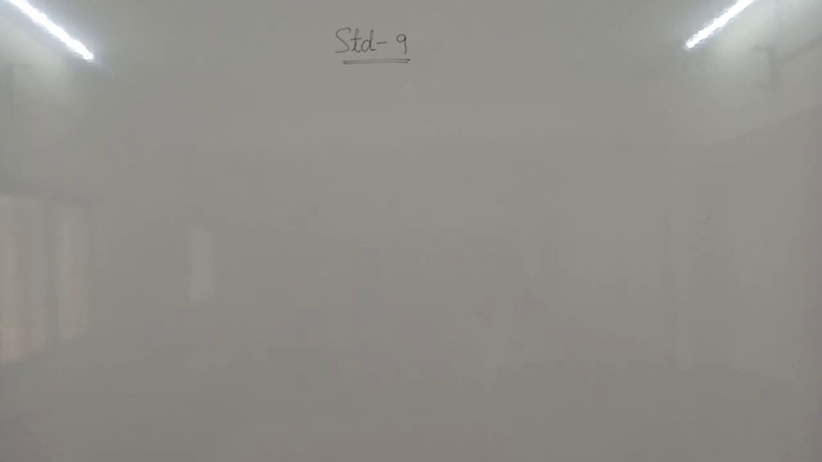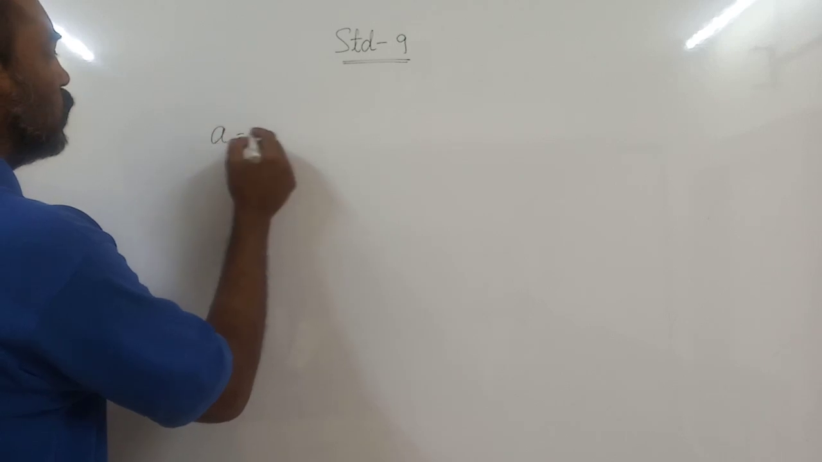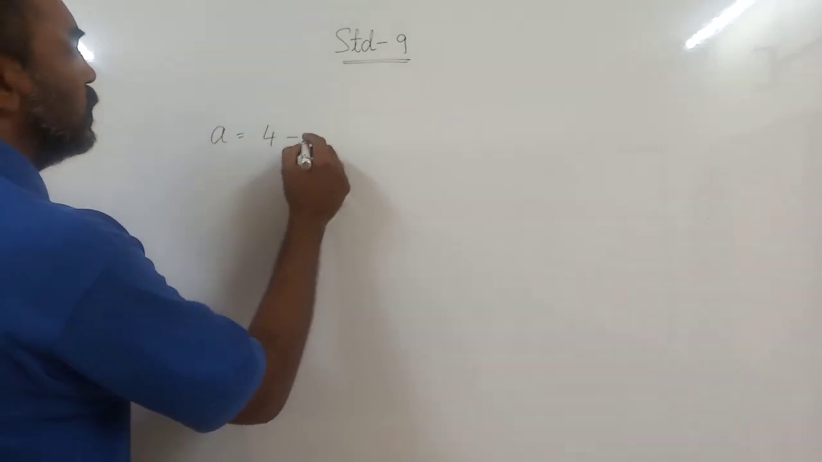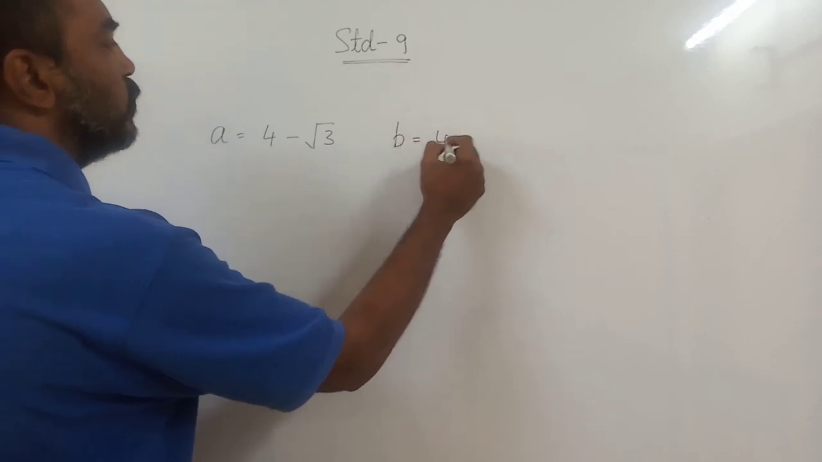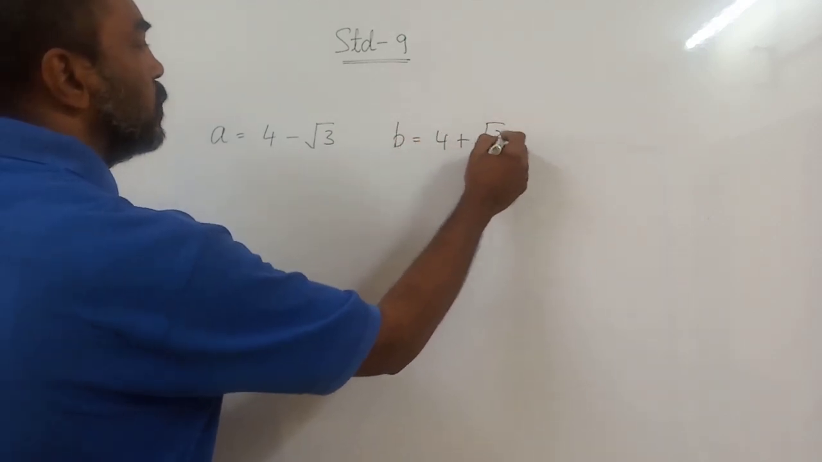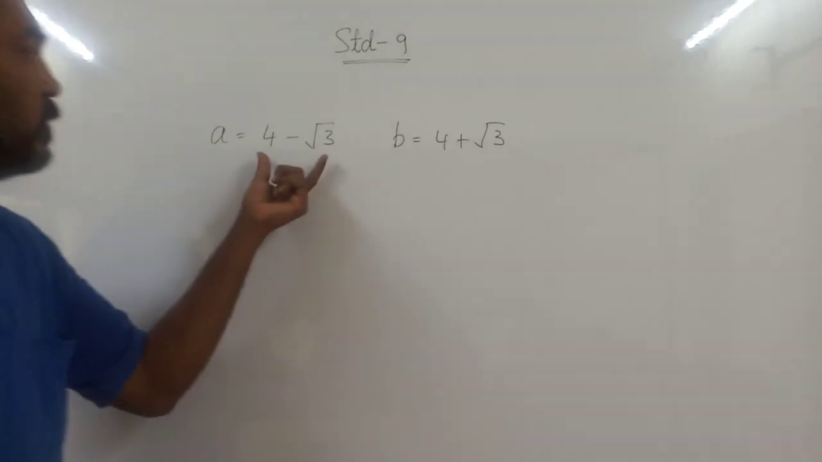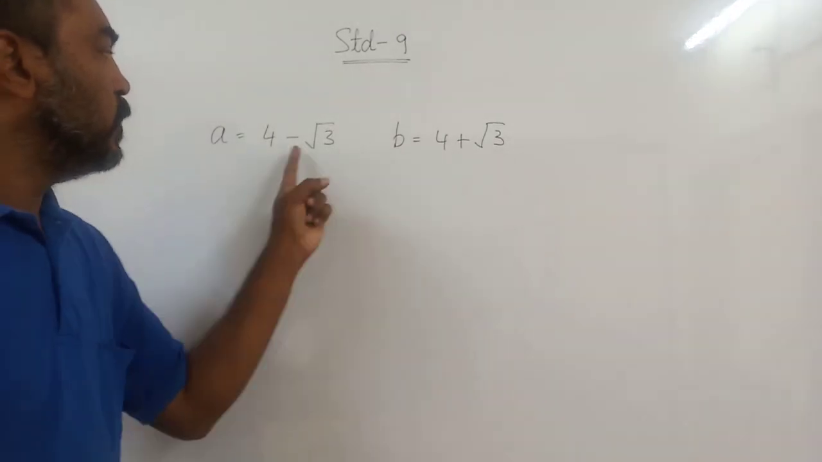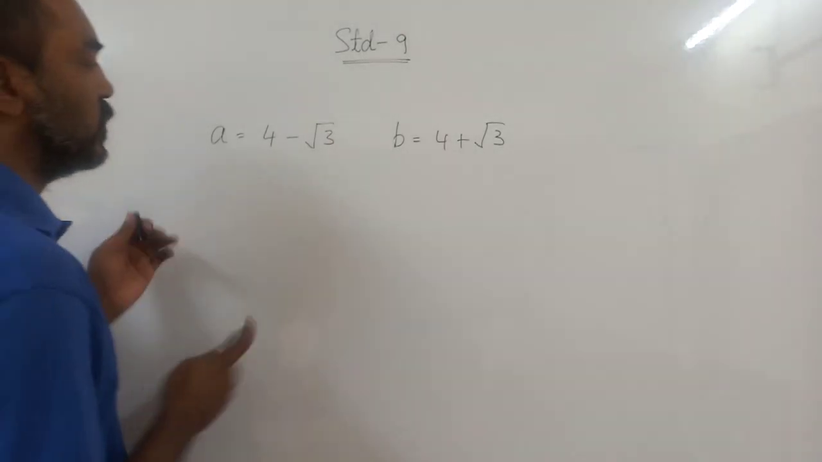I will write one more example and you can check it out. a is equal to 4 minus root 3 and b is equal to 4 plus root 3. Now look at these numbers carefully. The digits at both the places are same, only the sign is different. Can you see that? This you will learn in further classes. These are called surds. Remember the word surds.